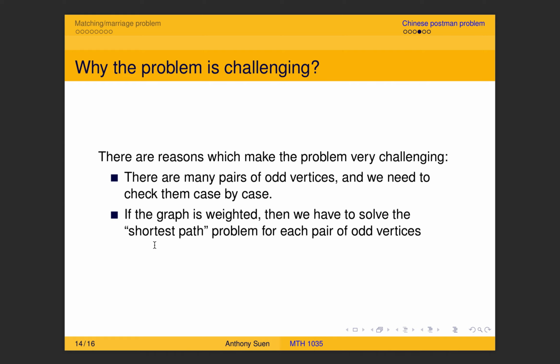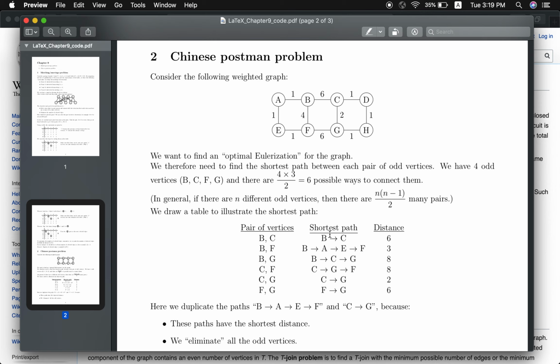Remember, especially for this example from the notes, this graph is weighted. There are weights on those edges, so when you're finding the shortest path, you of course have to calculate the corresponding weight. Here you have to solve the shortest path problem 6 times, because you have 6 pairs. For example, between B and C, you find the shortest path and calculate the distance, because you really have to keep the numbers.